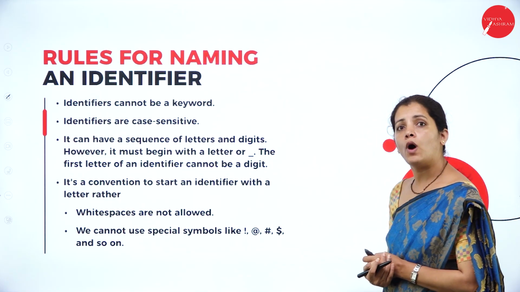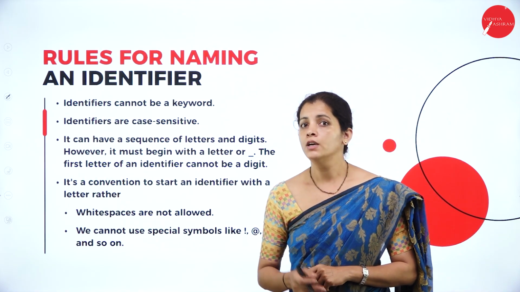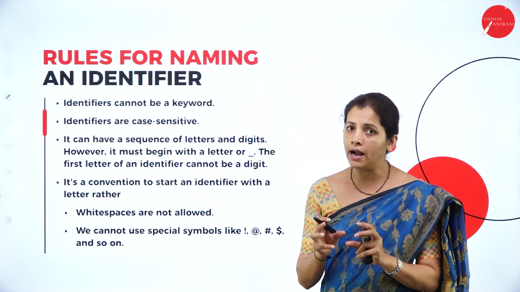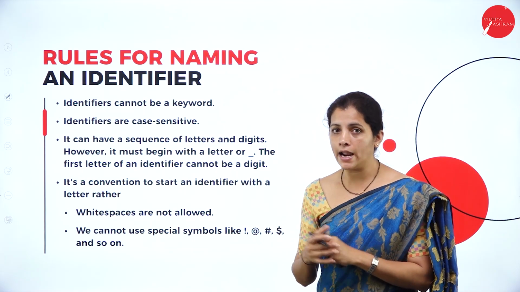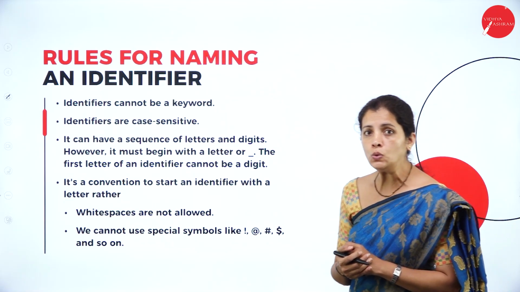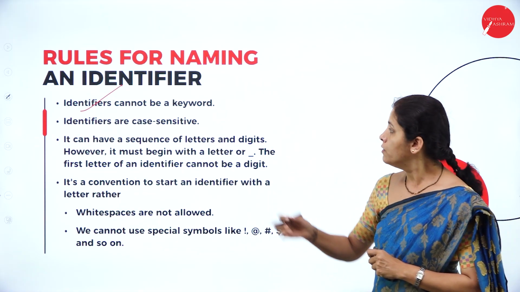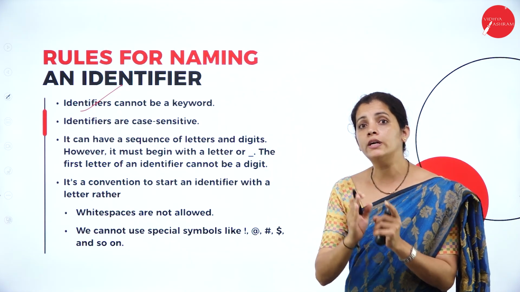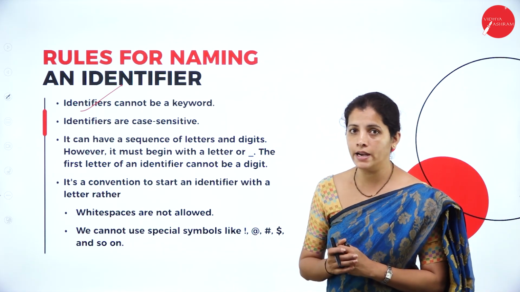Okay, fine. Now, what are the rules I want to follow while defining an identifier? So, dear student, just remember one thing: you cannot define the identifier according to your wish. While defining an identifier, you must follow the rules. The first rule is that identifiers cannot be a keyword. We have some keywords, okay? We cannot use a keyword to define my identifier. So, keywords are not identifiers.